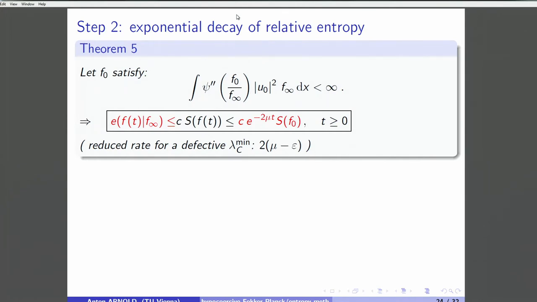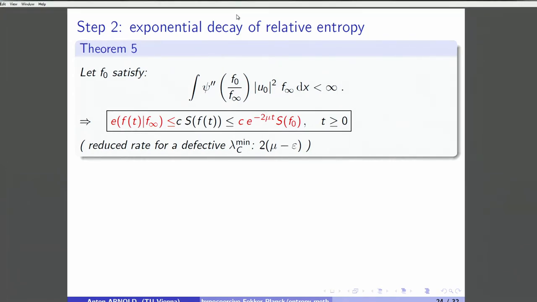So under some nice assumption on the initial condition, the relative entropy of your solution at time t with respect to the steady state is bounded by a term that decays exponentially with the same exponential rate mu as before. So here, and this is what we wanted, exponential decay of the solution. So here, the whole line of inequalities.